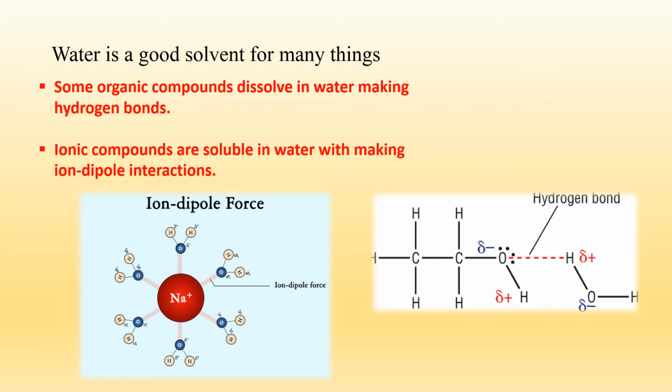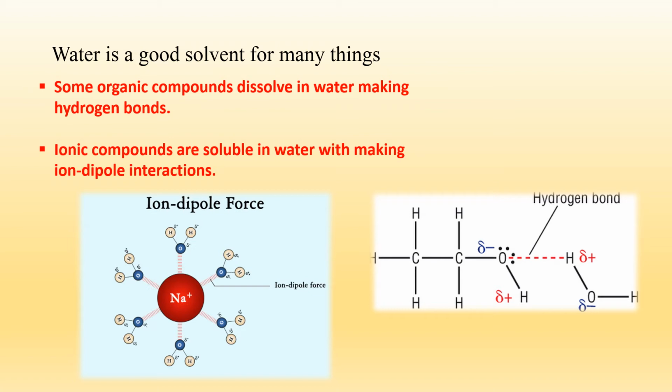In the first picture you can see how the sodium plus ion interacts with H2O molecules, making ion-dipole interactions. As you know, sodium chloride dissolves in water, making ion-dipole interactions. This is a positive charge. This oxygen has a negative charge. In this part, we can show how the interaction is processed.